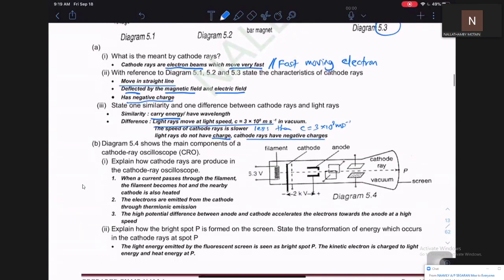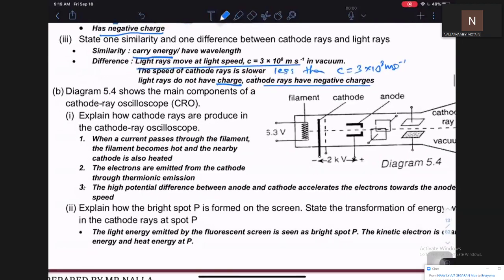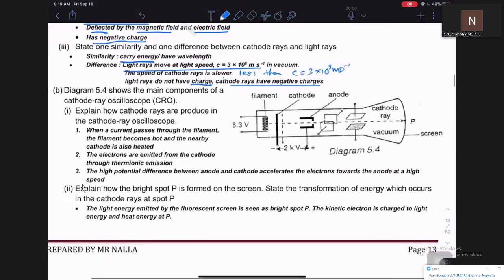Okay, so simple. Then we go for question number B. Diagram 5.4 shows the main components of the cathode ray oscilloscope. Explain how the cathode ray is produced in the cathode ray oscilloscope. Very simple. You need to tell the voltage that you're connecting, about 6 volt, low voltage to the filament. And when it becomes hot, what happened? The cathode will be heated, electrons emitted. The control grid controls the number of electrons passing through the tube, and then the anode focuses the electrons into a narrow beam. Yeah, that's all actually.